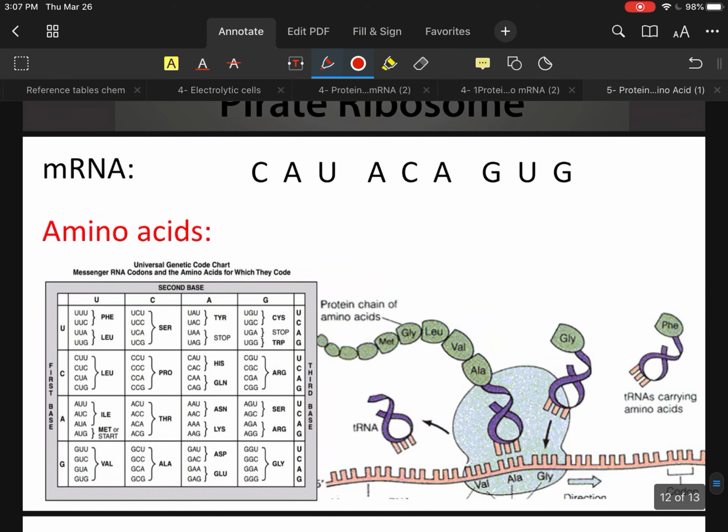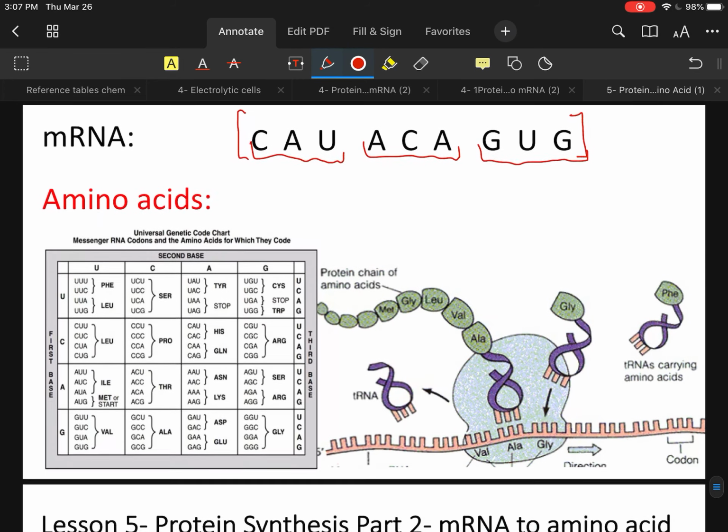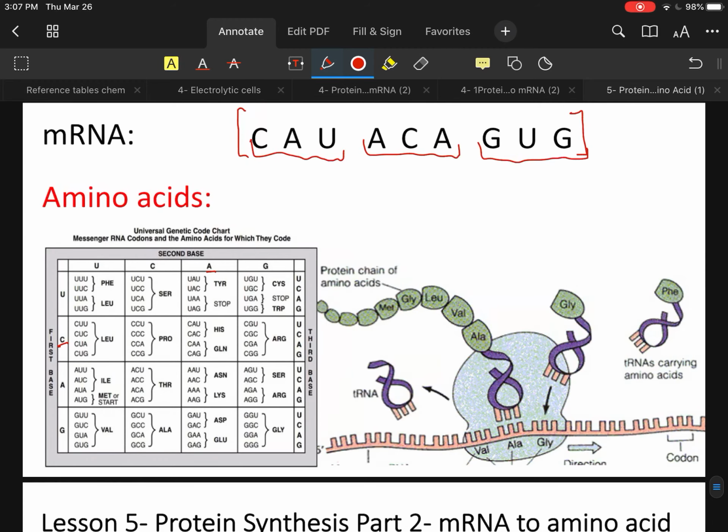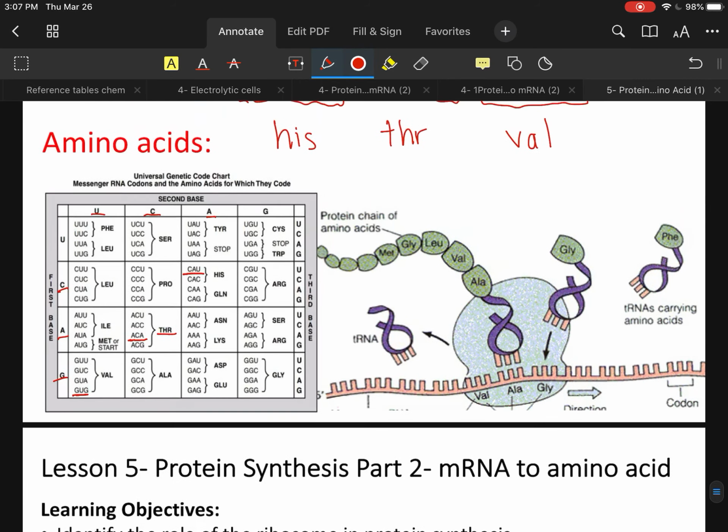Okay. So let's do one more example. This represents an mRNA message that came from a DNA sequence in the nucleus. This mRNA message will go to the ribosome and it will be read 3 bases at a time. So let me see what these groups of 3 code for. CAU codes for the amino acid HIS. ACA codes for the amino acid THR. When the ribosome reads GUG, it's going to code for the amino acid VAL. And that's it.